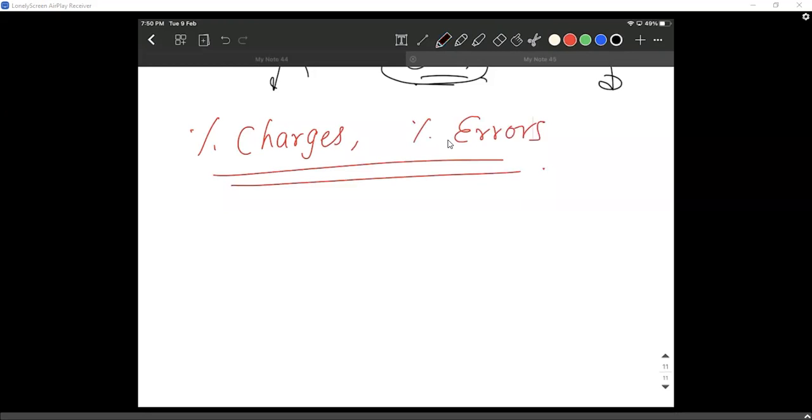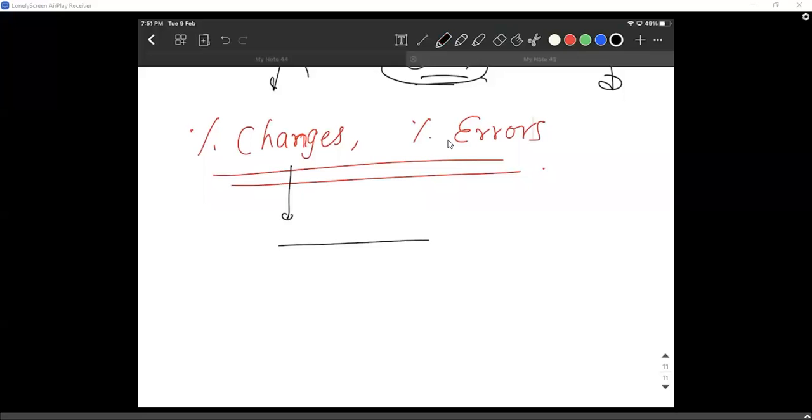Now, where do we start? What is a percentage change, first of all, or percentage error? So, what is a percentage change and what is a percentage error? Let's look at a very simple question first of all.